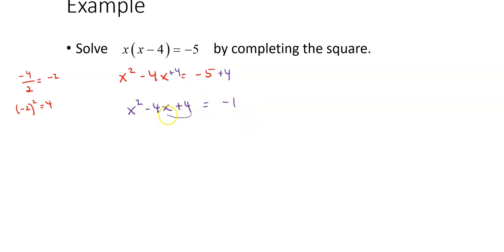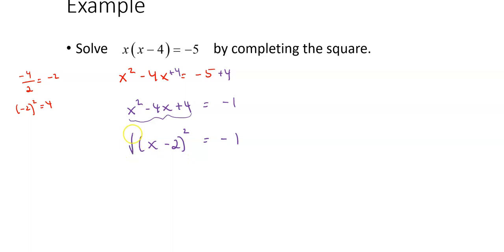What's on the left side factors as a perfect square. It's going to be x minus 2 squared. Foil it back if you don't believe it. X squared minus 4x plus 4. You can see right away we're not going to get real solutions because I've got something squared equals negative 1.